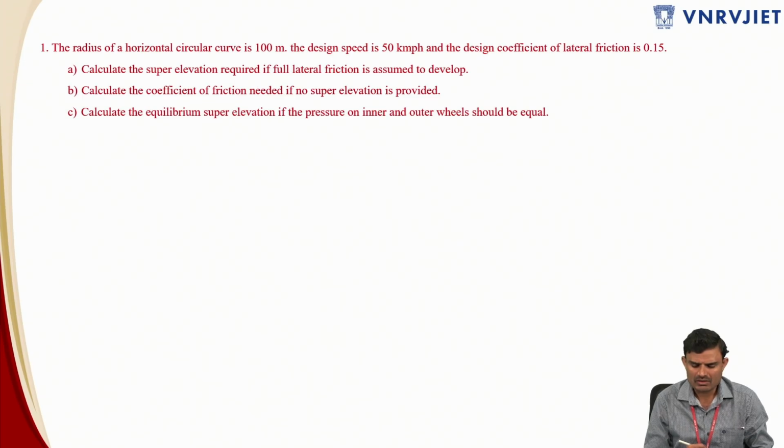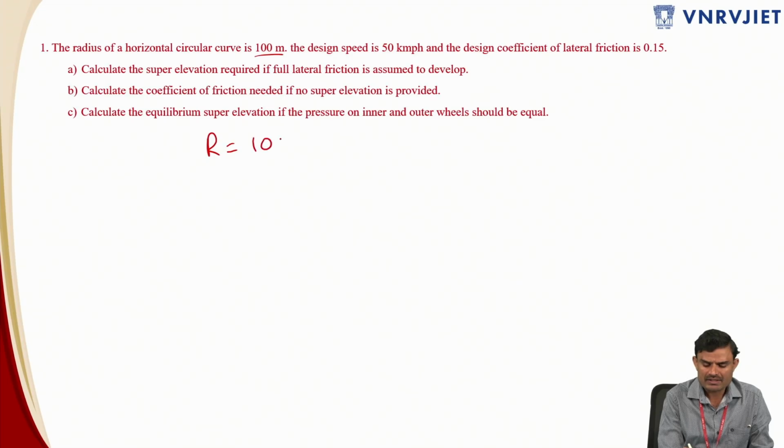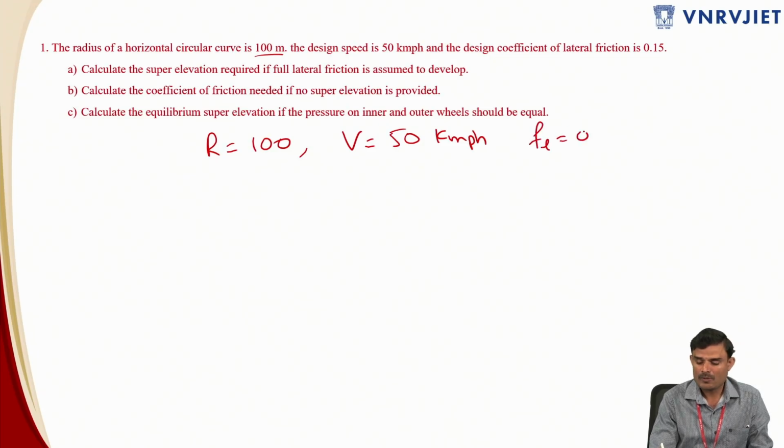There is a small numerical here. The radius of the horizontal curve is 100 meters. So R is equal to 100 meters, given data, and V is equal to, as it is in kmph, I am writing it as capital V, 50 kmph, and the design lateral coefficient of friction FL is equal to 0.15. That is the given data.